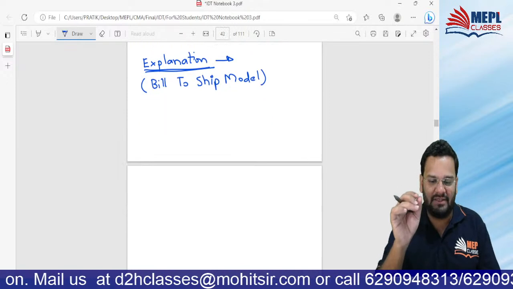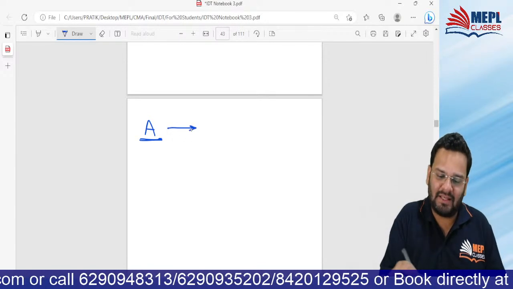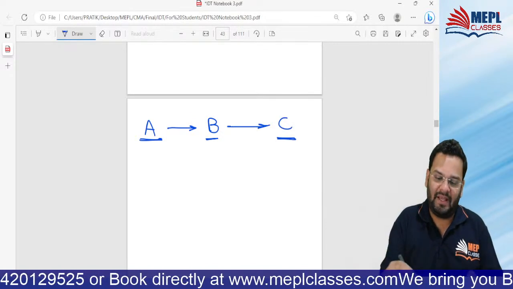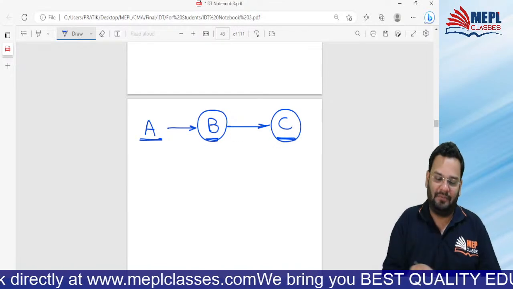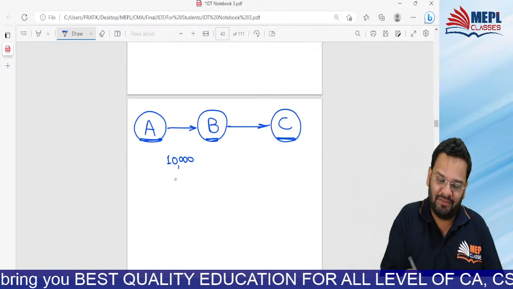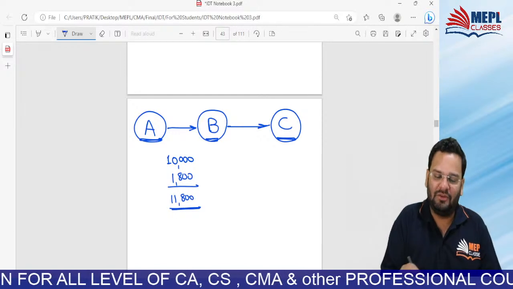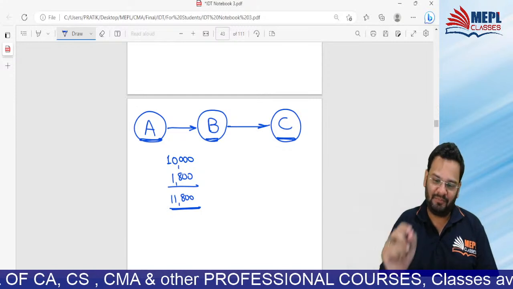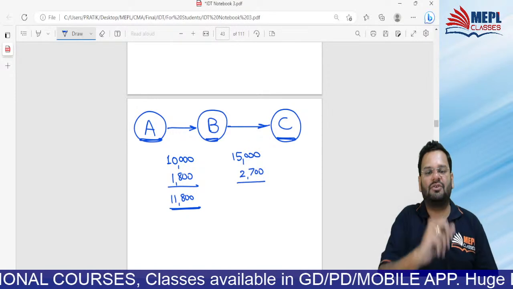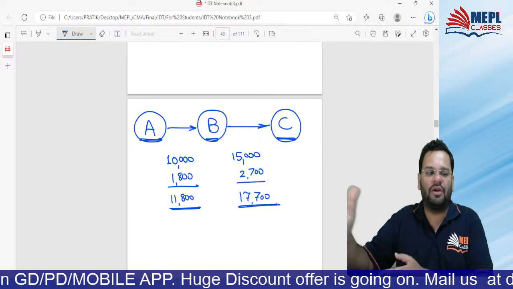Let's take one very simple example. There is one person A. A sells goods to B, and B sells goods to C. Now, understand. A sells goods to B for 10,000. 1,800 is the GST, and 11,800 is the invoice value. B sells to C for 15,000. 2,700 is the GST, and 17,700 is the invoice value.